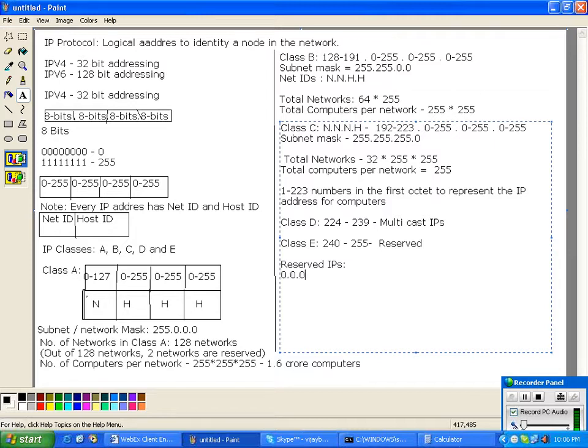Reserve IPs. 0.0.0.0 is the default. 127.0.0.1: no network, no IP will start with 127. It is the loopback IP. 255.255.255.255 is the broadcast IP.